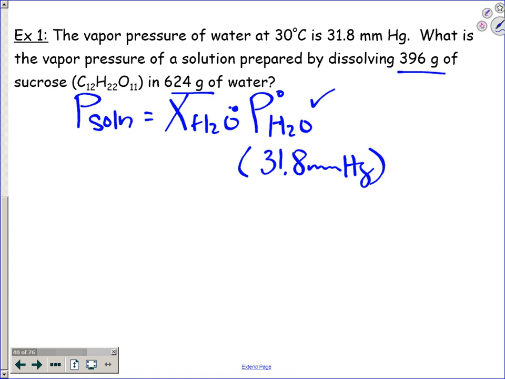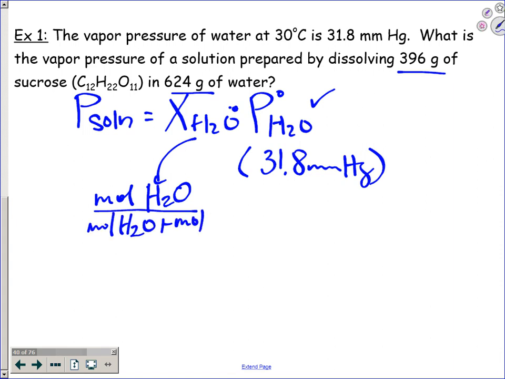Okay, so to get mole fraction, what do we need? Moles of who? If I'm finding a mole fraction of water, who do I care about to be the part I care about? Water, right? So this is moles of water. And so that's going to be our numerator divided by moles of water plus moles of sucrose, which is total moles, right?